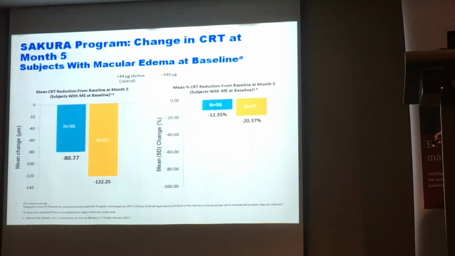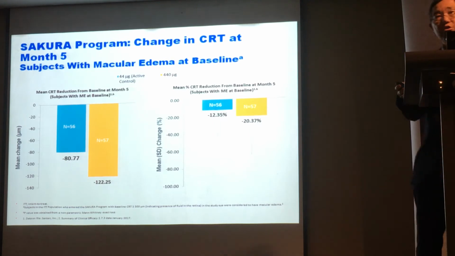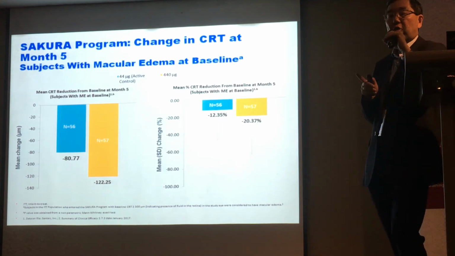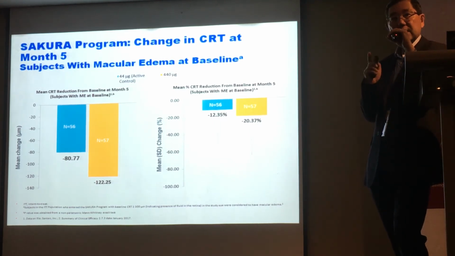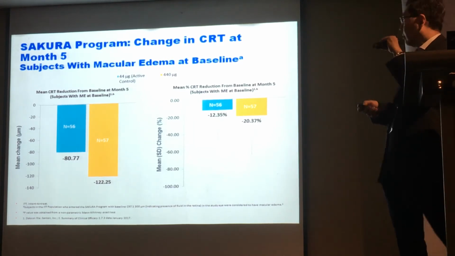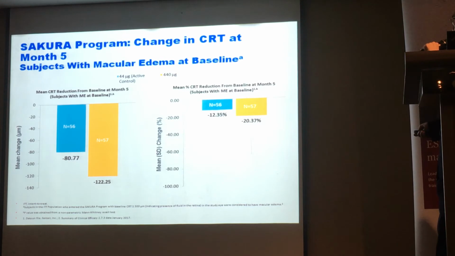But in terms of macular edema, it had a beneficial effect compared to the active control. What do you mean by active control? It was not a pure sham. There was 44 micrograms of sirolimus. So there was a little bit of sirolimus in the sham injection as well. Okay? So you can see here the mean CRT reduction was just over 20%.